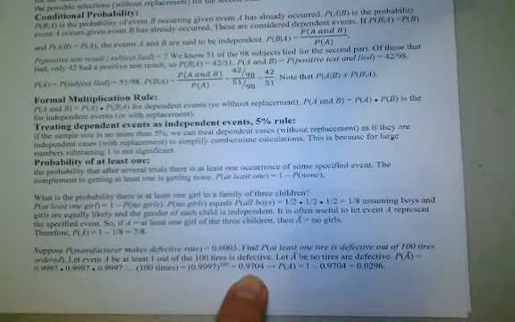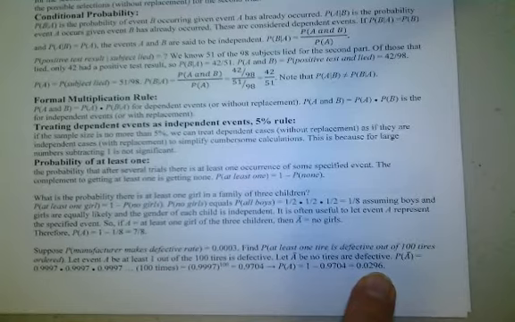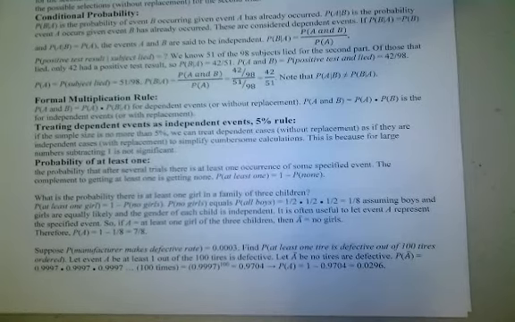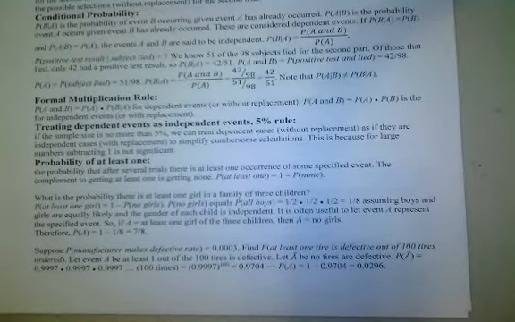Well, that equals 0.9704. So the chance of having no defective tires is 0.9704. So we subtract from 1. The chance of having at least 1 defective tire is only 0.0296, so just under 3%. So those are the important ideas in section 2. Now let's look at some examples.